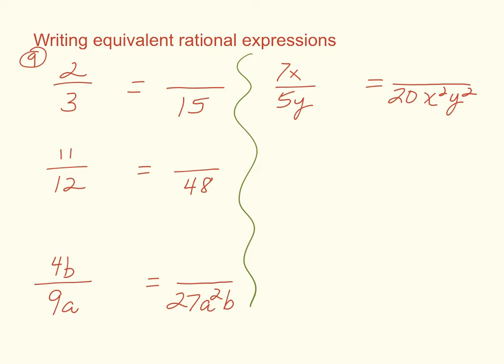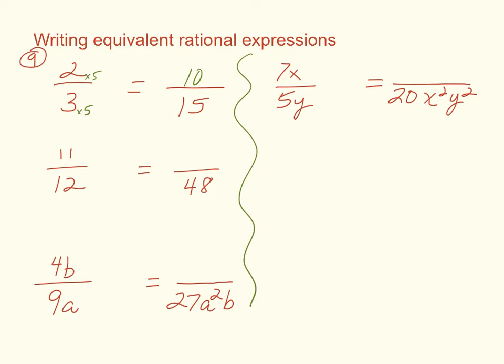Okay, and so what I do is I ask myself, what factor is missing? Look at the denominator. 3 is multiplied by what to give you a 15? 3 is multiplied by 5, right, to give you 15. So 2 has to be multiplied by 5 as well if I'm going to maintain the equivalence of the fraction. So that's what we're looking for. I'm looking for the new numerator that's going to create an equivalent fraction.